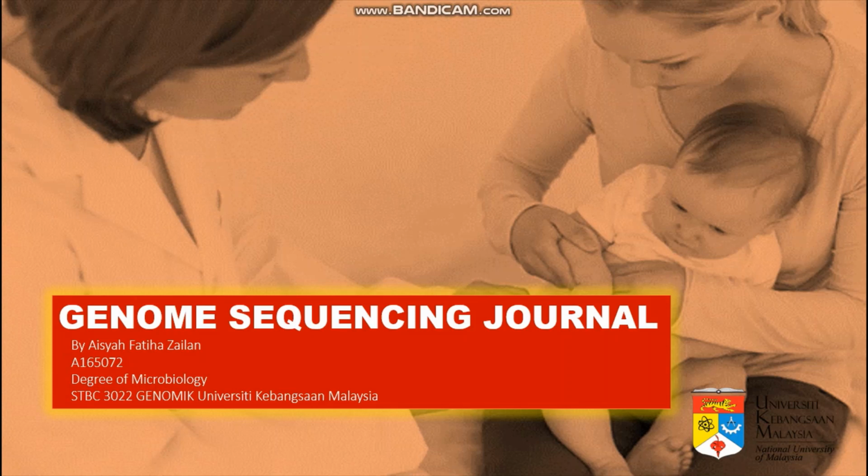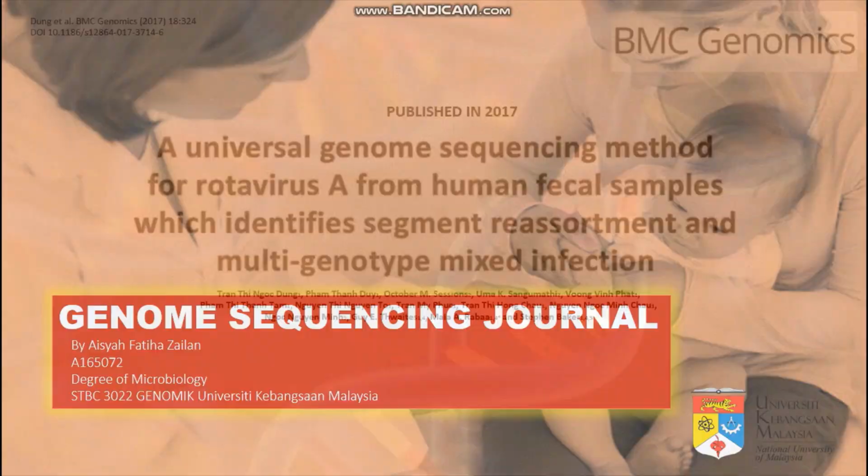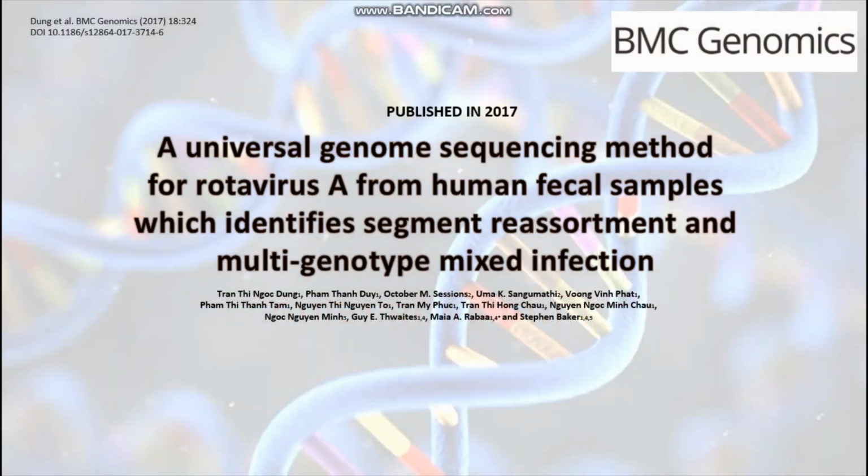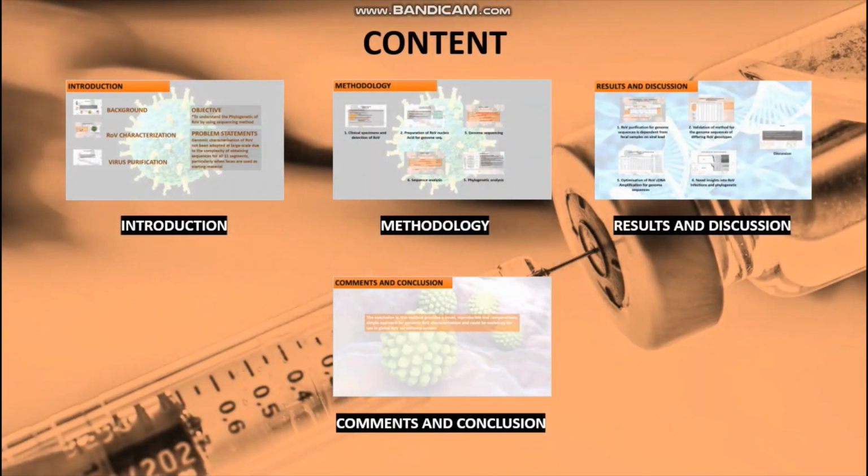Hello everyone, have you ever heard about genome sequencing? Now I am going to share with you the latest finding published in 2017 about this genome sequencing by BMC Genomics. The title of the journal is A Universal Genome Sequencing Method for Rotavirus A from Human Fecal Samples, which identifies segment reassortment and multi-genotype infection. So we go to the overview of this journal.